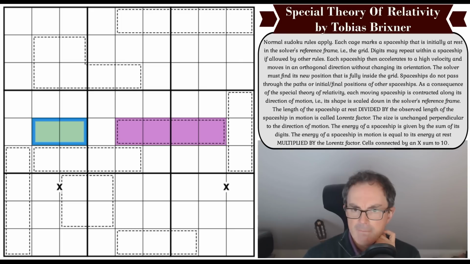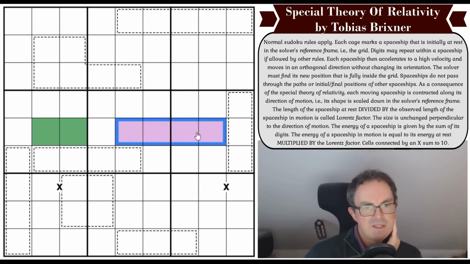The length. Okay, so the length at rest divided by the length in motion, so 2. That would, if it went from 4 to 2, be a 2 as my Lorentz factor. Now the size is unchanged perpendicular to the direction of motion.